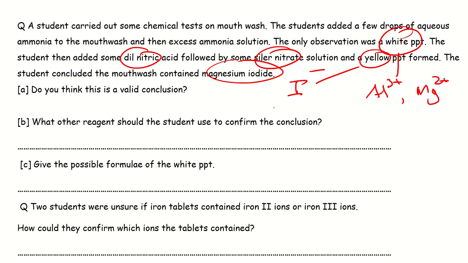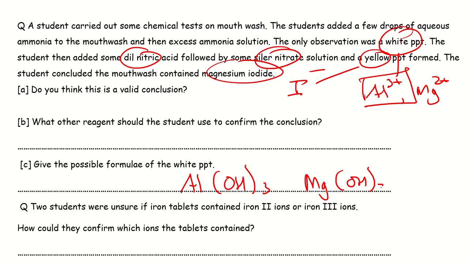Do you think it was a valid conclusion? Well, no, it's not a valid conclusion, because they should have tested further with sodium hydroxide to check whether it was aluminium or magnesium. So it's not quite valid, no. What other reagents should they have used? Well, they should have used sodium hydroxide. That would have allowed them to differentiate between the aluminium and the magnesium, because the aluminium will dissolve in excess sodium hydroxide, the magnesium will not. Give the possible formula of the white precipitate. Well, the white precipitate could either be that, or it could be that. Either of those answers would be fine.